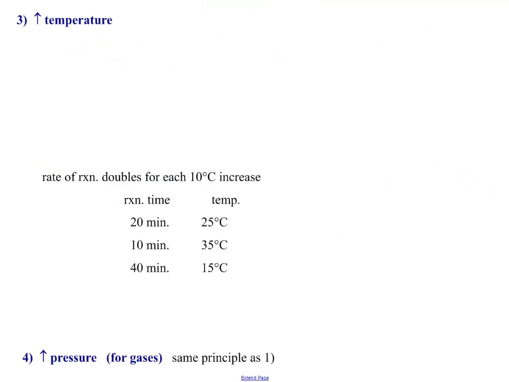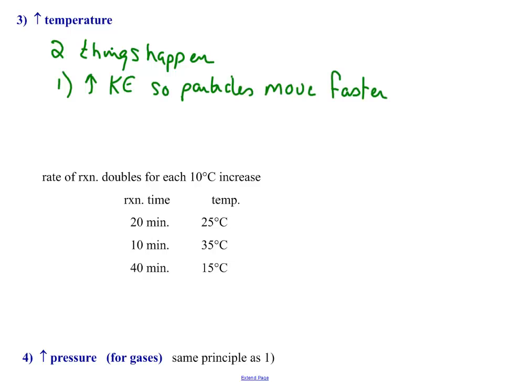Okay, another way we can increase the rate of a reaction is to increase the temperature of our reaction vessel. This actually does two things. First of all, we give the particles more kinetic energy, so they're going to move faster. What that does is it increases the number of collisions per unit of time that are happening. Second of all, that increase in kinetic energy means when those particles collide, they collide with more energy and are more likely to have enough energy on their collision to cause a reaction to happen.